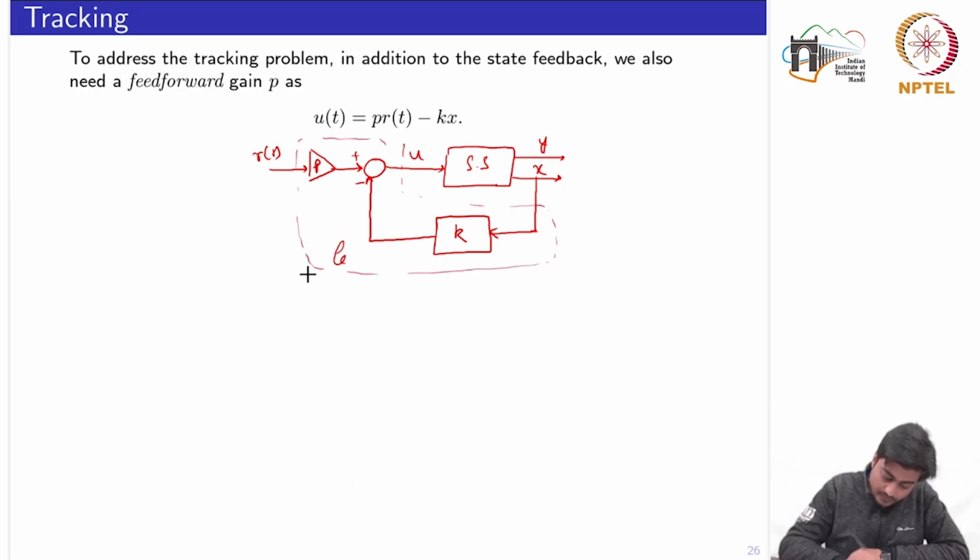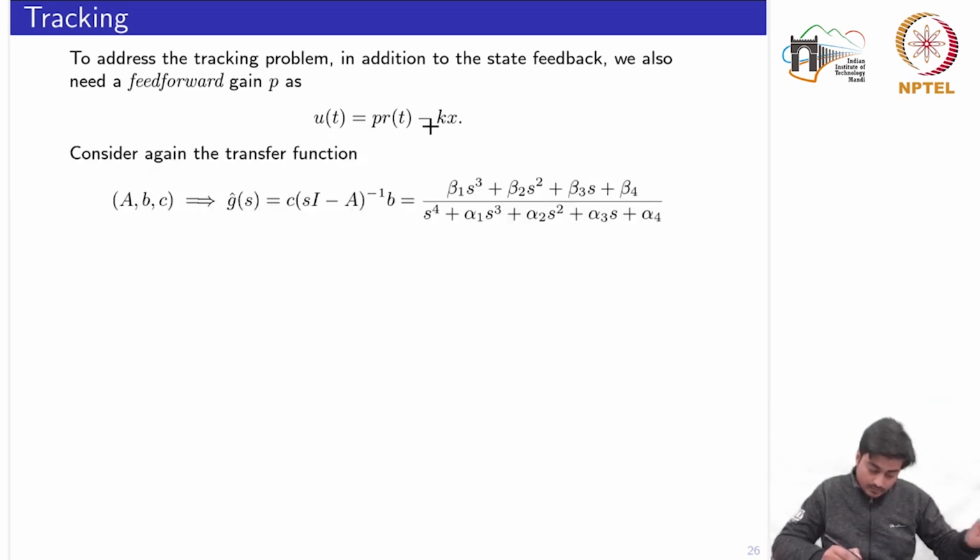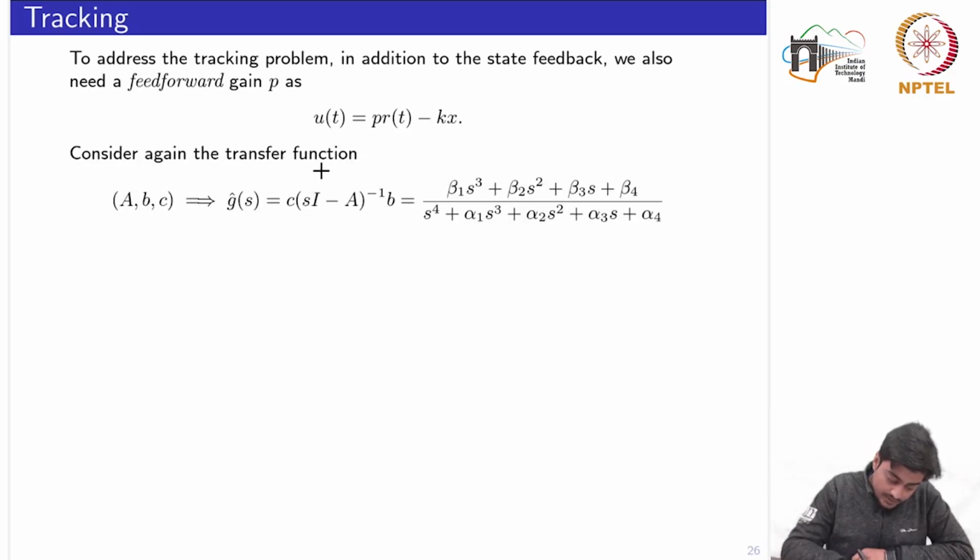So this complete part we will call the controller, and this is nothing but this equation u(t) is equal to PR minus Kx. Now here we need to design two gains, P and K, such that the Y becomes equal to the reference signal or to a constant value A. Consider once again the transfer function we had seen earlier for the pair A, B, C denoted by G hat(s). This transfer function is written for n equal to 4. Okay, so we have seen earlier all these beta i's and alpha i's of the plant.